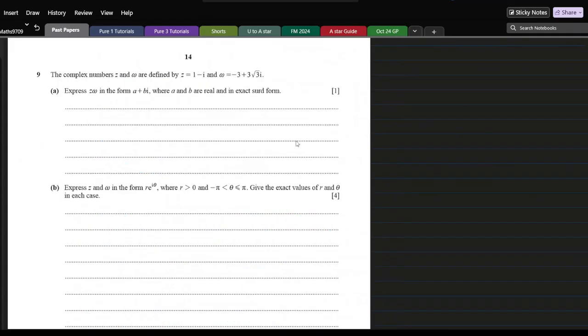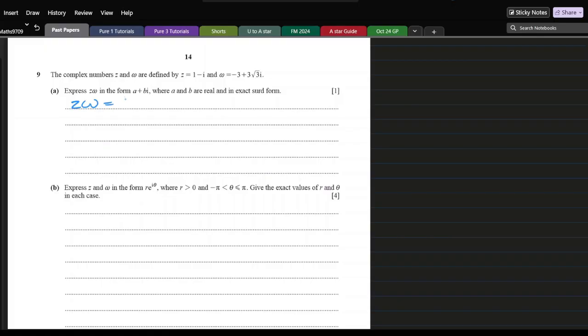Number 9. The complex numbers z and omega are defined by z is equal to 1 minus i and omega is equal to negative 3 plus 3 root 3i. Part A. Express z omega in the form a plus bi, where a and b are real and in exact surd form. Alright, so we need to find what z omega is.